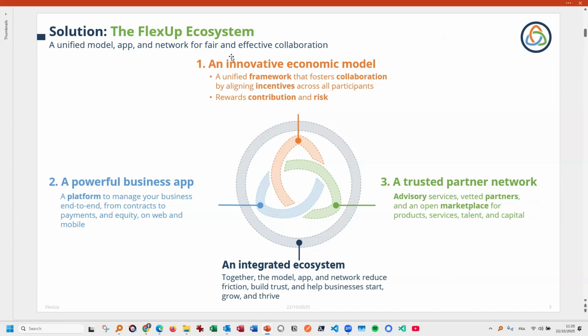And all of that, this is what's unique, is that all of this is integrated, right? So we have a lot of business management apps. We have a lot of advisors.